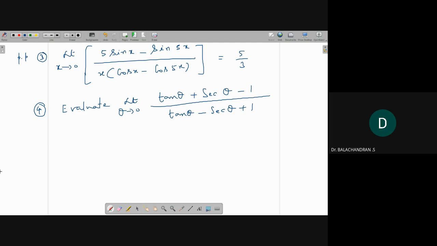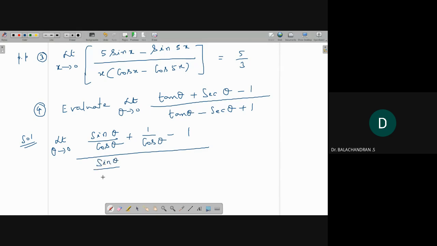First, you should write everything in terms of sine and cos, and then use expansion. Okay, so the limit as theta approaches 0 of (sine theta divided by cos theta plus 1 by cos theta minus 1), whole divided by (sine theta by cos theta minus 1 by cos theta plus 1).